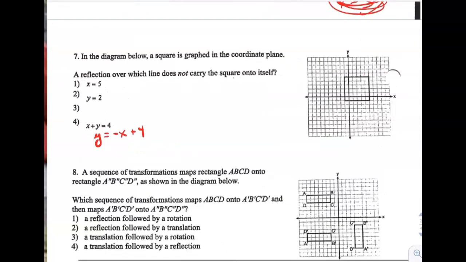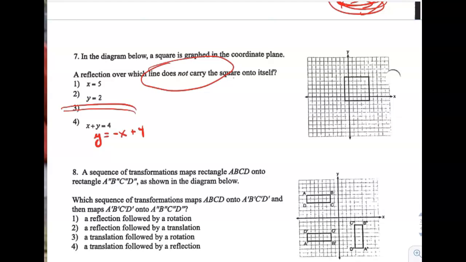I think we had this question before on a warm-up. Which reflection does not carry the square onto itself? There is no choice for 3, so you got away with that one. Number 1, x equals 5. If you had a line going through x at 5, and you fold it over that line, it would end up over here. That's not onto itself. So that's the answer right there, which is 1.